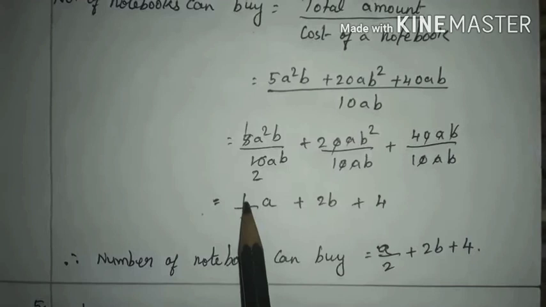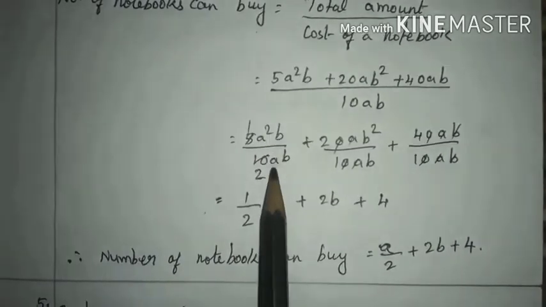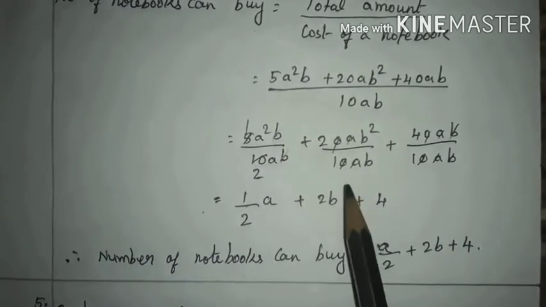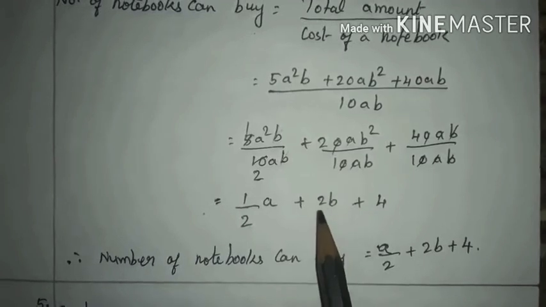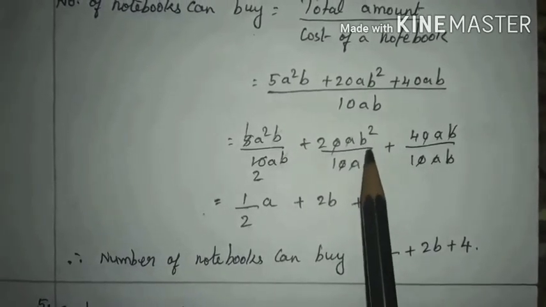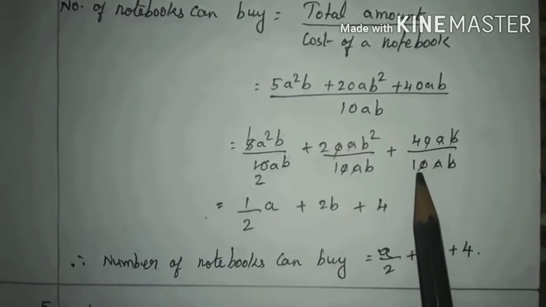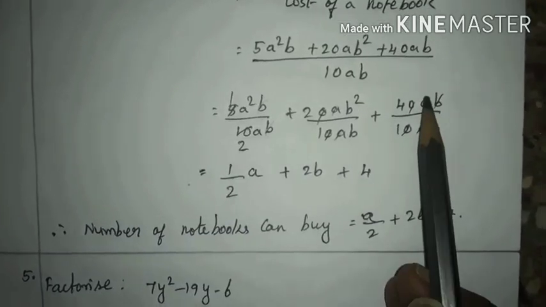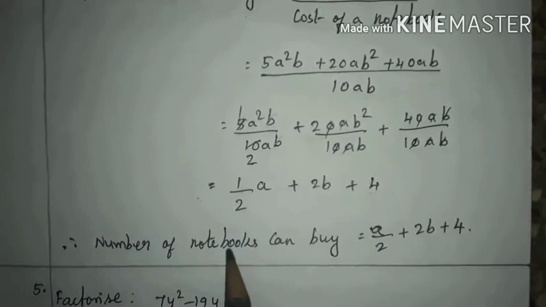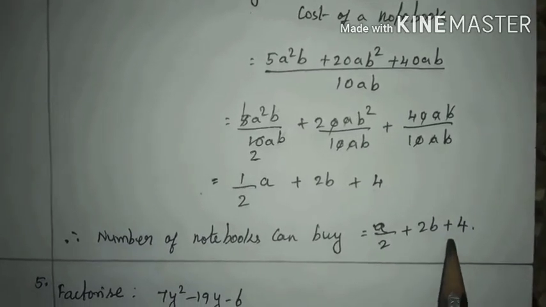5 and 10 will cancel and give us 1 by 2. Then A square and A, when we divide A square by A, we get the answer as A, and B by B we get cancelled. So in the second term, 20 by 10, we get the quotient as 2. A will get cancelled, and we divide B square by B, we get the answer as B. And in the third term, 40 divided by 10, we get the answer 4. A and A get cancelled and B gets cancelled. Therefore, the number of notebooks he can buy is A by 2 plus 2B plus 4.